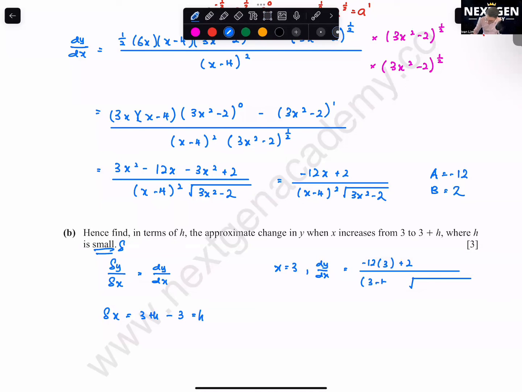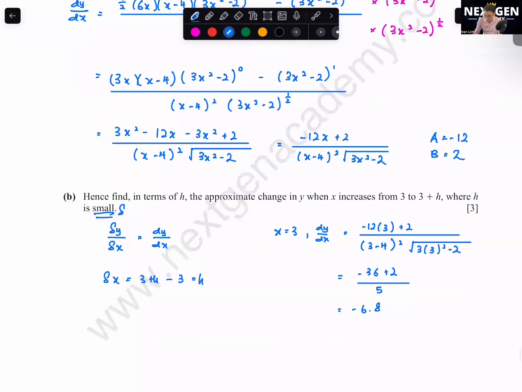Okay, then here 3 minus 4 square. 3 times 3 square minus 2. Okay, simplify. Put in the calculator, you get minus 36 plus 2. The bottom here, you'll get 5. Your final answer for your dy over dx, you get is negative 6.8. Okay, so your final one, delta y is dy over dx multiplied by delta x, where you get negative 6.8h.